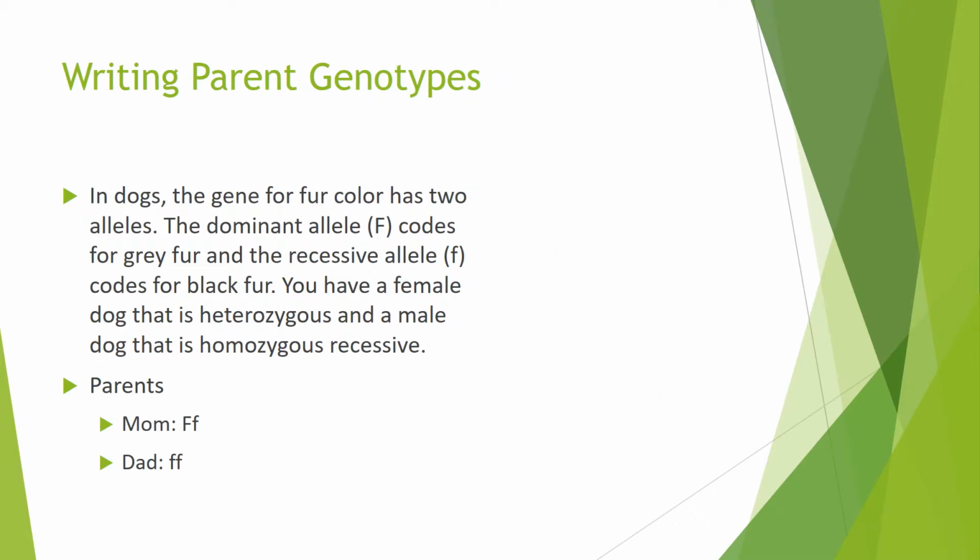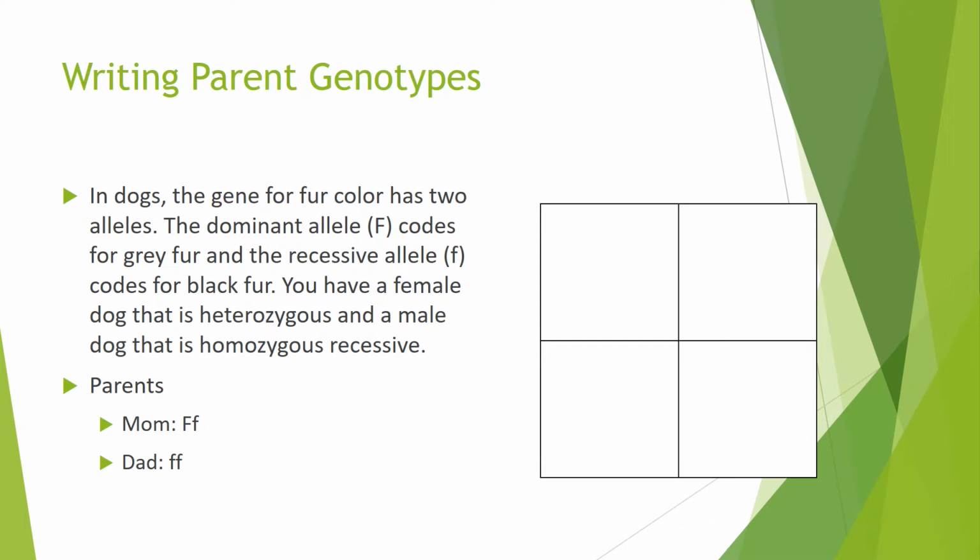So we have already figured out in example 1, we're back to example 1, that mom has a genotype of big F, little f, and dad has a genotype of little f, little f. Let's start by writing mom's genotype on the top of the square. So here's the square that we have. It's just a big square with 4 little squares inside of it.